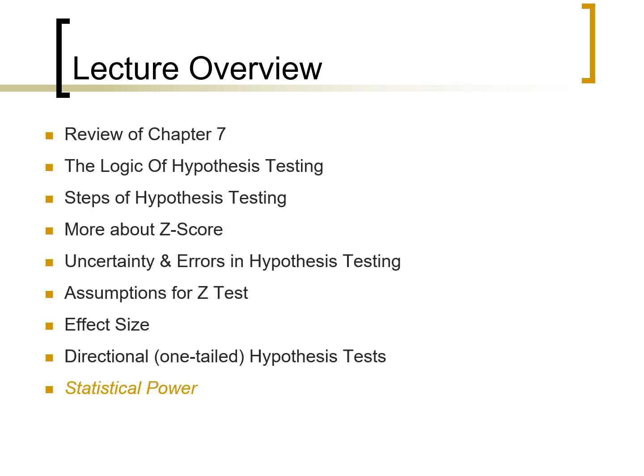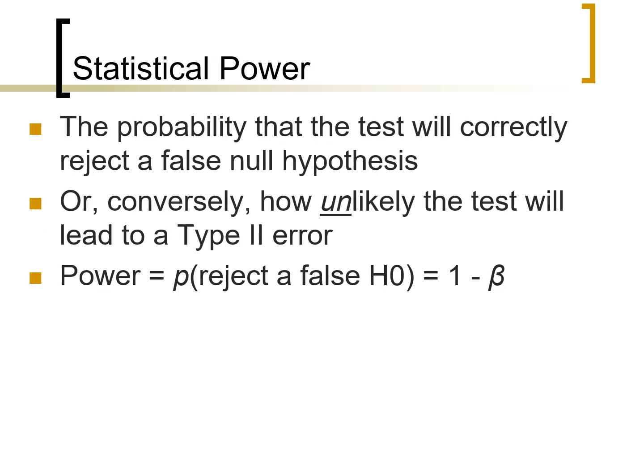And finally, we want to cover the concept of statistical power. Power kind of combines some of the decisions that we've talked about we could make before. Power is, by definition, just the probability that our statistic will correctly reject a null that's not true, or how unlikely the test will lead to a type 2 error. Type 2 errors, we miss something because our standards are too high. The more power we have, the less likely that is to happen.